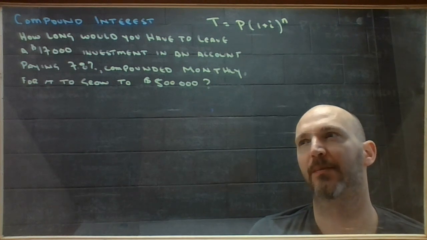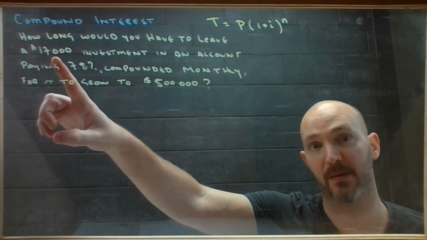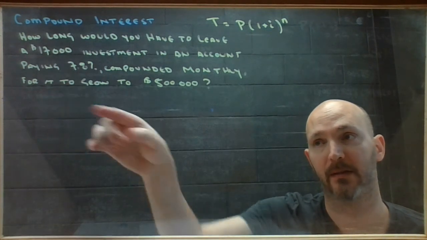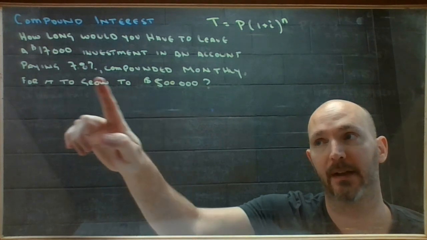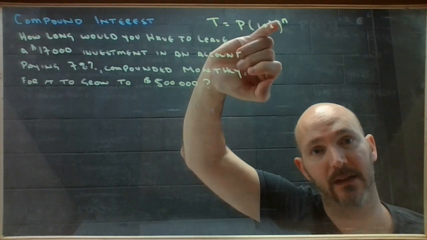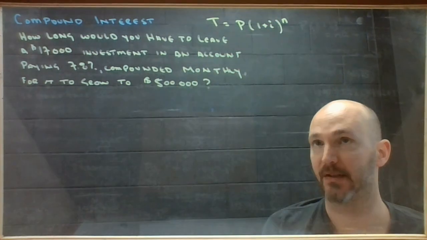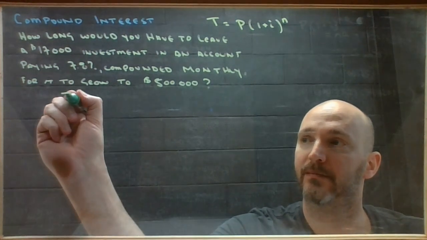Okay, so in this particular question, I know how much I have for principal. I know how much I'm going to put in. I know how much I want to get out, and I know how the account is paying. So the thing I'm missing then is the number of compounding periods that have gone by. So I start with my formula.